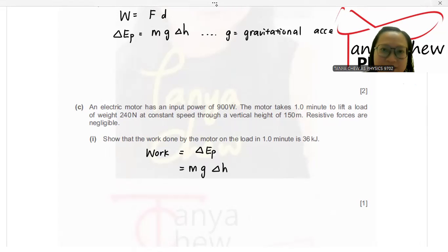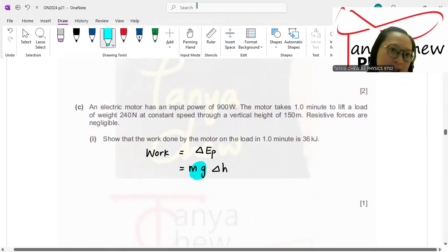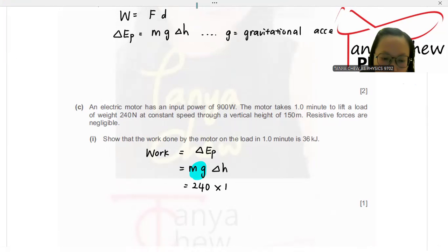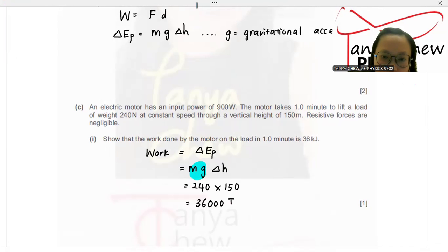Since the weight is being given, do you still remember the definition of weight? Weight is being defined as mass times gravitational acceleration. So I'm going to replace it with 240. Delta h is the height, which is 150. So you will get exactly 36,000 joules. All you need to do is just to convert to kilojoules, divided by 1,000.